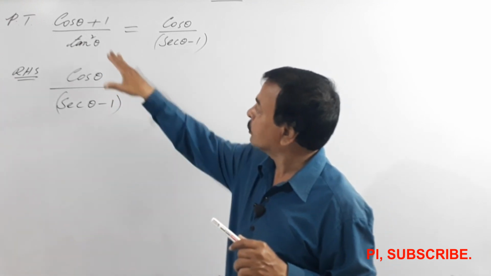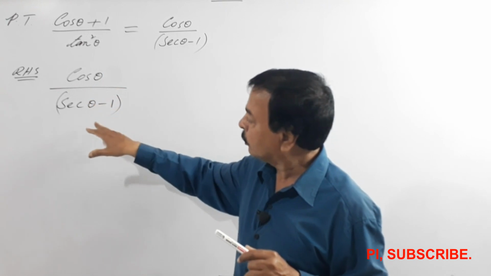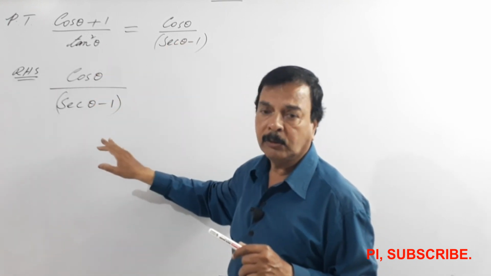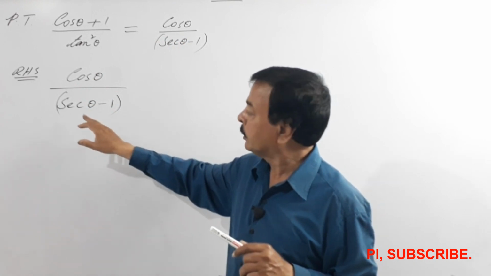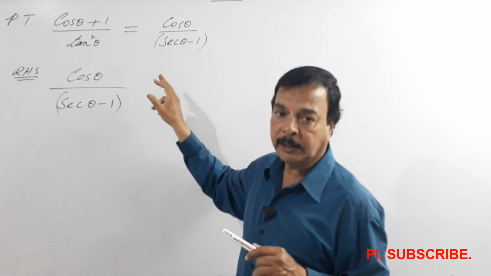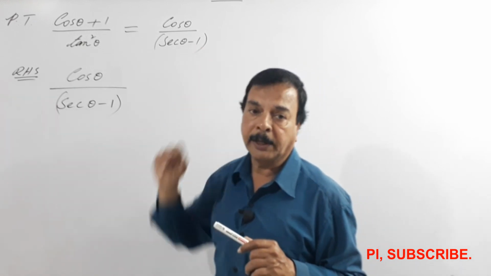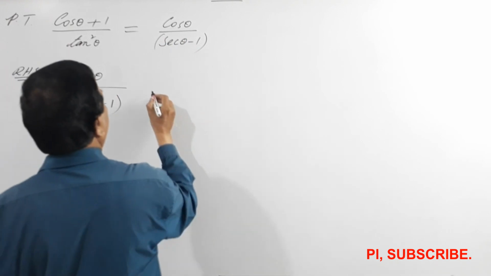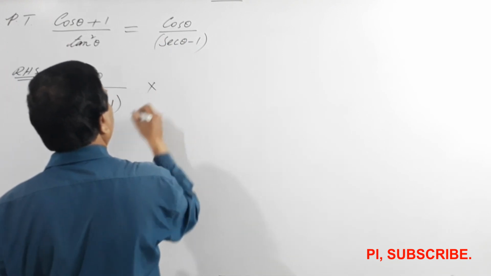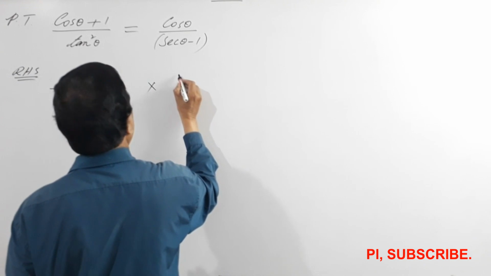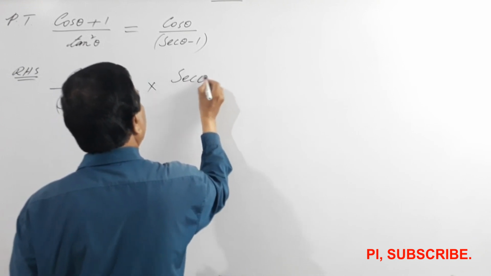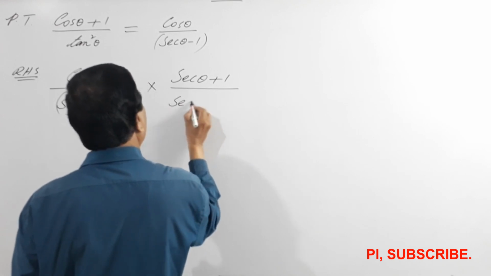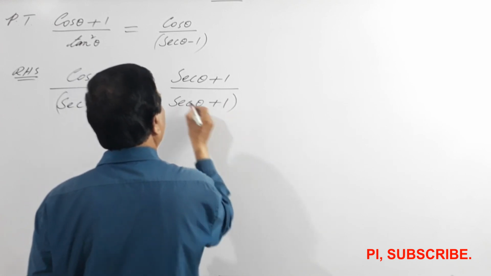The cos theta is as it is there, so you have to get the denominator in terms of tan square. What will we do with it? Use the conjugate method: multiply and divide by secant theta plus 1, and the problem fits. So now divide and multiply by the conjugate. This will be secant theta plus 1 divided by secant theta plus 1, I'll multiply this.